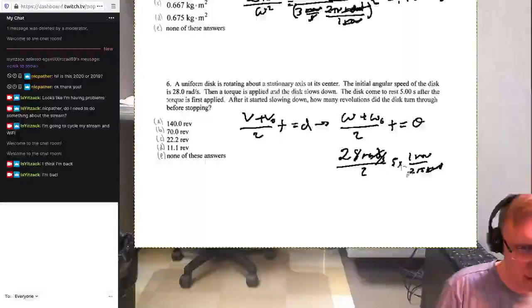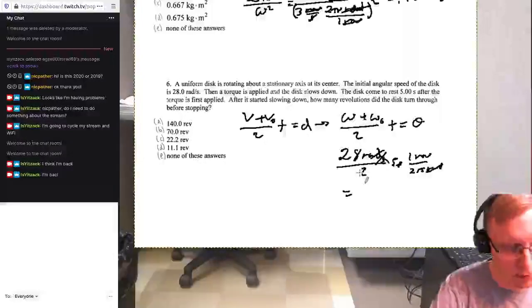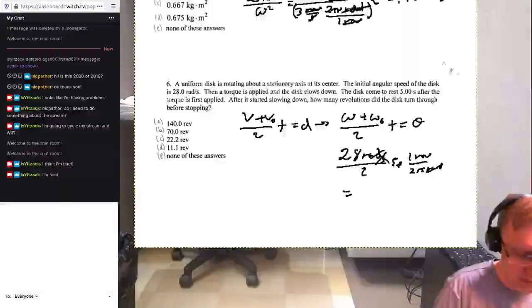Rad cancels rad, revolutions we're left with. Seconds cancels inverse seconds, and we're left with revolutions overall. So 28 halves is 14 times 5 divided by 2 pi is 11.14 revolutions.